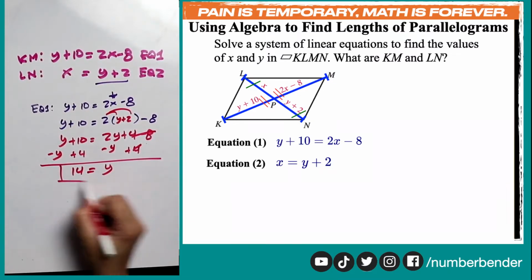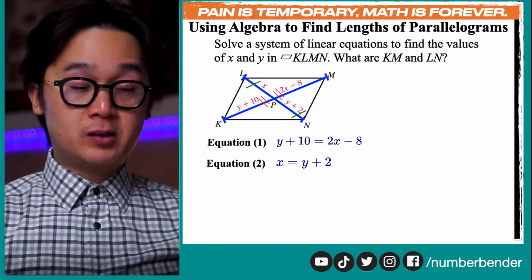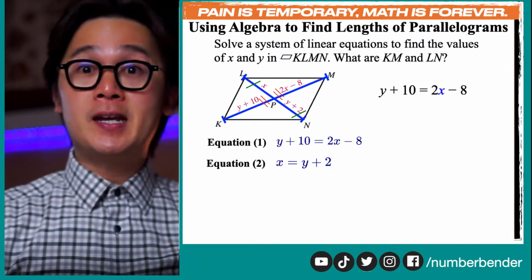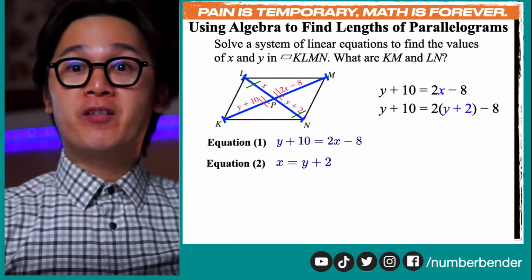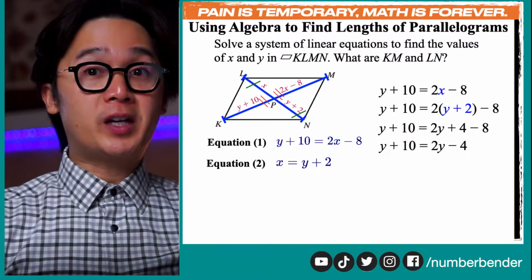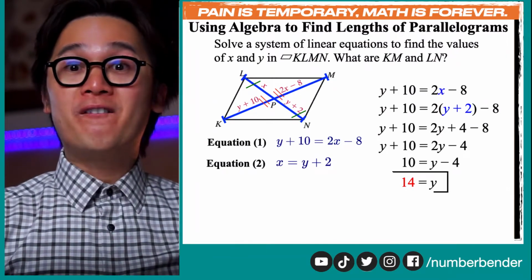So this is now our first variable, and we're able to find the first variable by the substitution method in linear system because x can be replaced by y plus 2, and by further simplifying our equation, we're able to find that y is equal to 14.